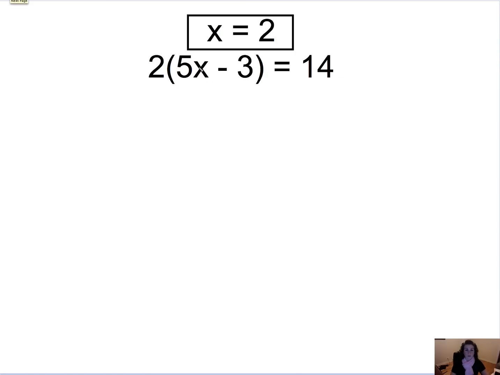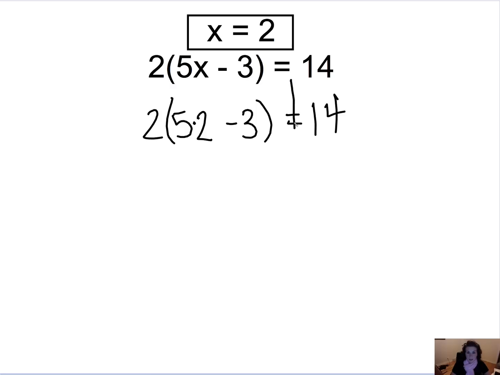So if x is 2, everywhere I see an x, I'm going to plug in a 2. So this will be 2 parentheses 5, instead of x, I'm putting times 2 minus 3, and I want to see if that's equal to 14. Let's look at one side at a time. Let's just do the left-hand side. So I need to do parentheses first, but within the parentheses, I have multiplication and subtraction. Remember, multiplication comes first. So it'll be 2 parentheses.